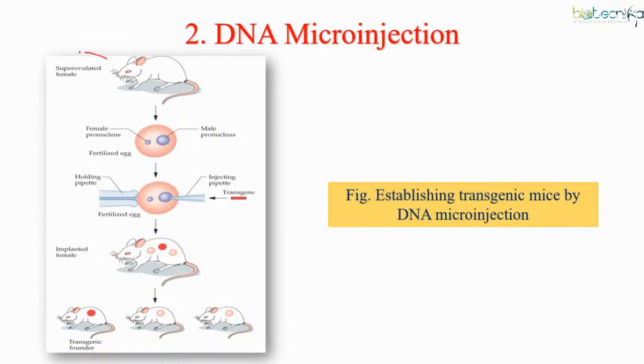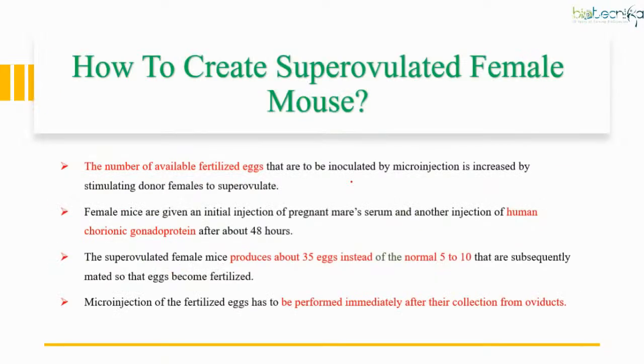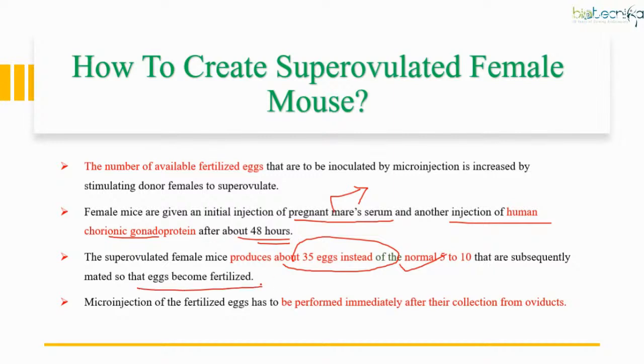Microinjection means first you have to take a superovulated female. Now what is a superovulated female? A superovulated female is one that will give rise to more than the usual number of eggs. That is carried out by injecting pregnant mare's serum, and after that they will give another injection of HCG after 48 hours. This will induce an artificial estrus cycle in the mouse. So the superovulated female will be producing 35 eggs instead of the normal 5 to 10 eggs. Those eggs become fertilized.